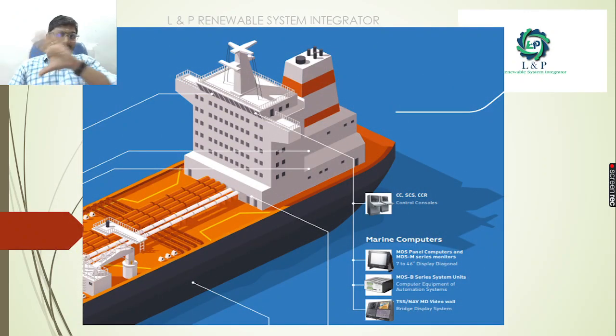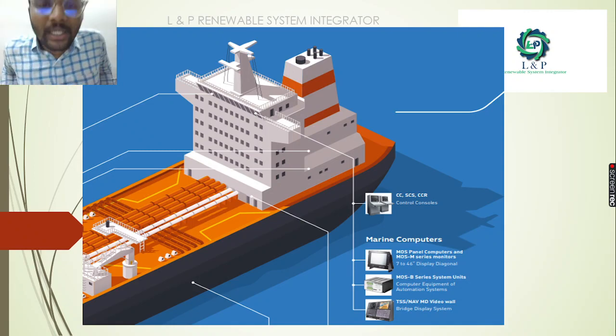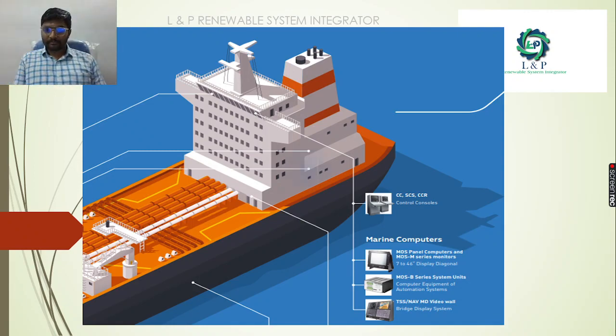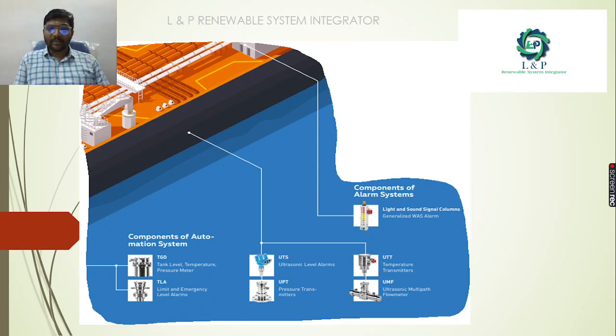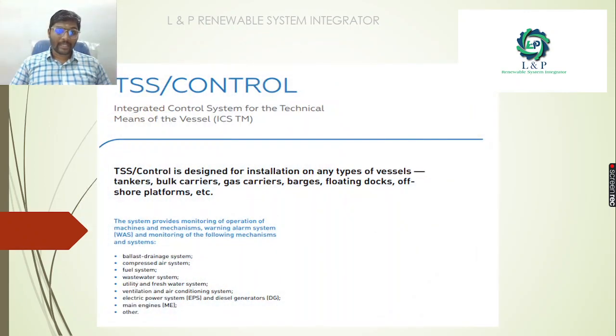So this is a typical graphical view of the external ship. These are some of the components of the alarm system. We have components for automation: tank level sensors, temperature sensors, pressure meters, limited emergency level alarms, ultrasound level alarms, pressure transmitters, temperature transmitters, and also ultrasonic multipath flow meters. Most importantly, if we plan for a TSS control, it is an integrated control system for technical means of vessels.